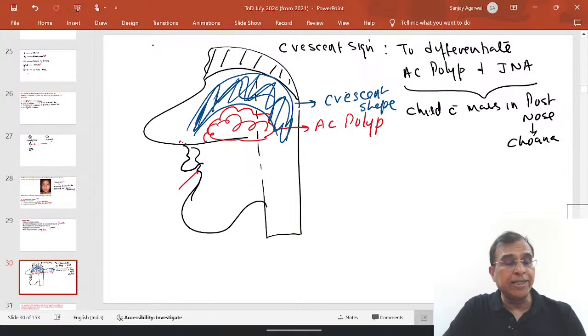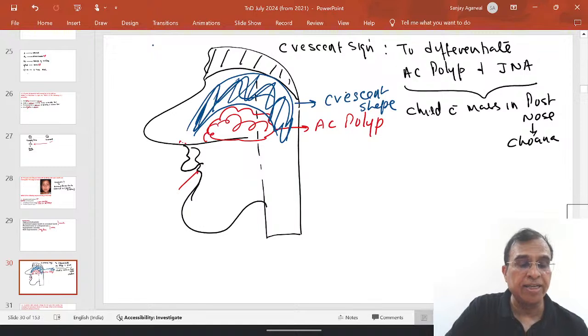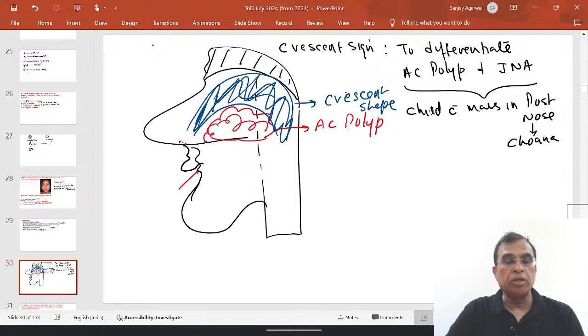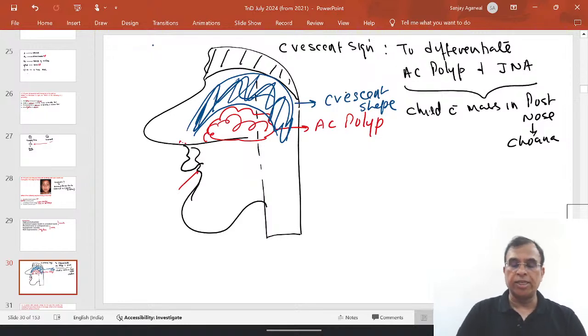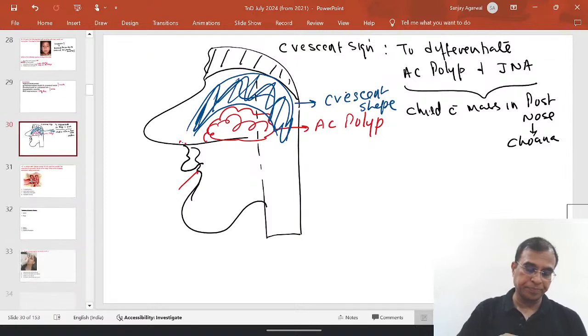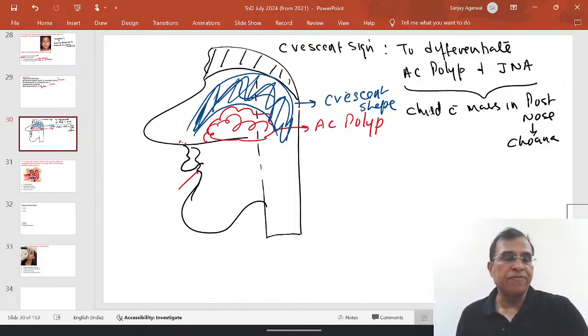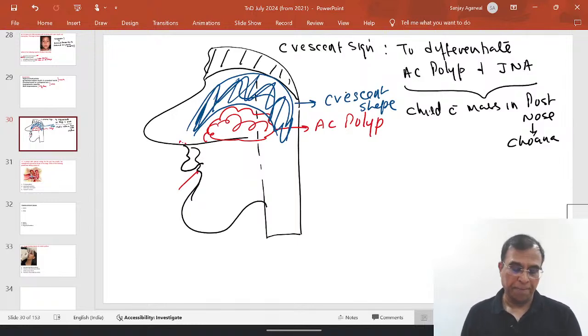So Aditi Goyal has said the air seen on the lateral X-ray in an antrochoanal polyp is seen in the space between the posterior wall and the polyp, not the posterior wall, the superior wall. That is a correction. Otherwise, you are correct, Aditi. Superior wall and the polyp, not the posterior wall. But in JNA, the mass arises from the posterior wall and there is no space. So it is about JNA and AC polyp. Slight correction, but by and large, Aditi is correct. I hope that clarifies it for those who wanted to know the crescent sign.